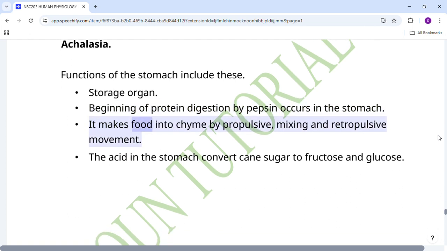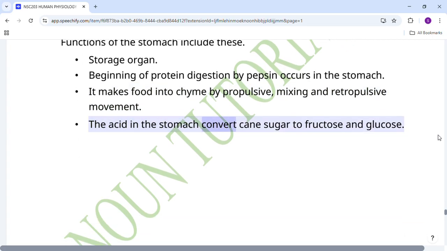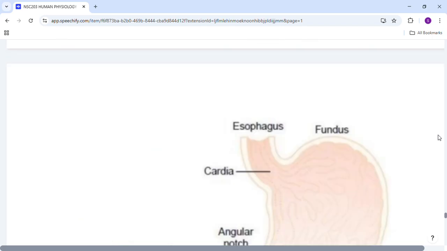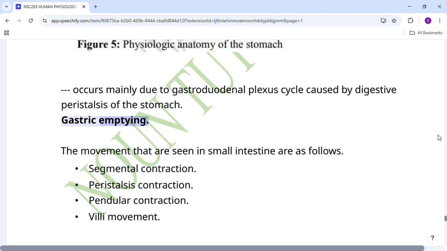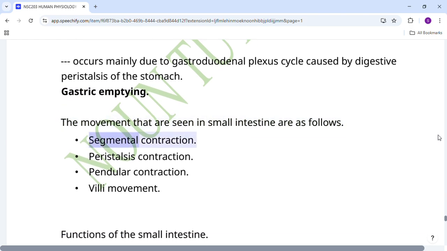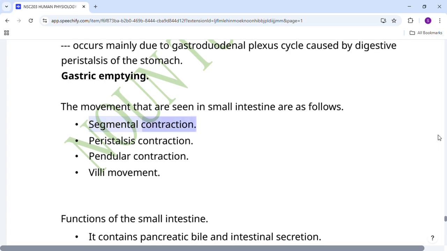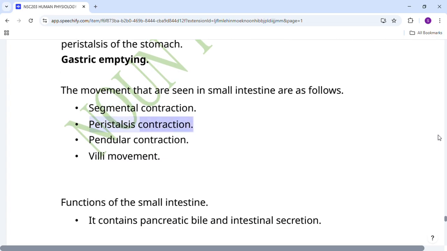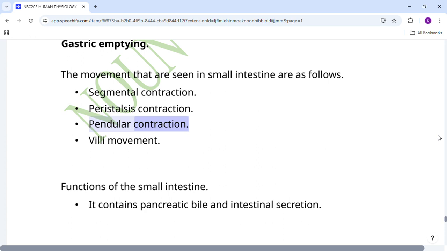Beginning of protein digestion by pepsin occurs in the stomach. It makes food into chyme by propulsive, mixing and retropulsive movement. The acid in the stomach converts cane sugar to fructose and glucose. Gastric emptying occurs mainly due to gastroduodenal plexus cycle caused by digestive peristalsis of the stomach.